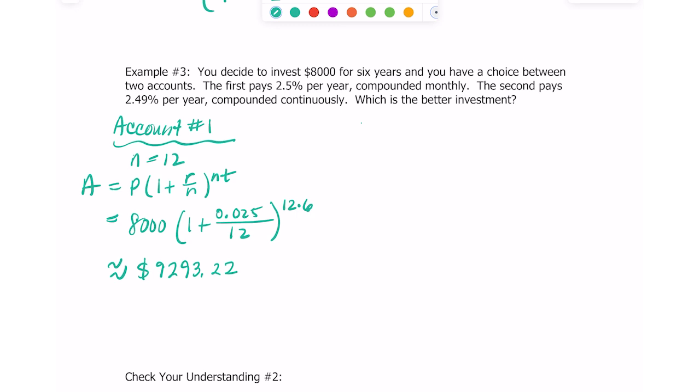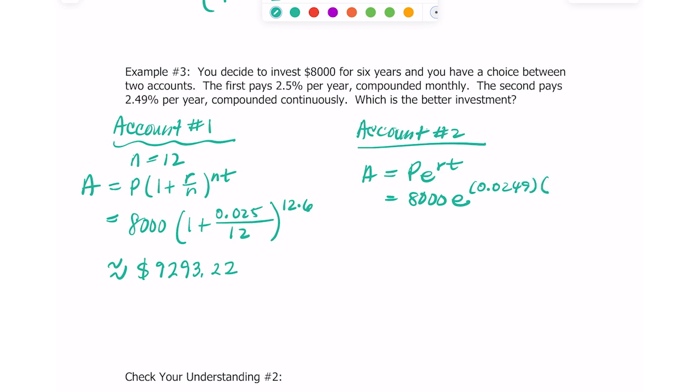What if we compound continuously? We'll call this account number 2. For this one, we need to use the formula with the e in it for compounding continuously. My principal, again, is the $8,000. And e, remember, just stands for an irrational number, 2.718, et cetera. Then it's to the r times t. My percentage here is 2.49%. As a decimal, it would be 0.0249. And the time is still going to be 6.